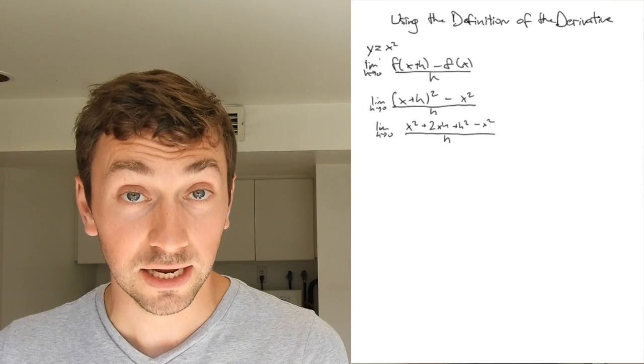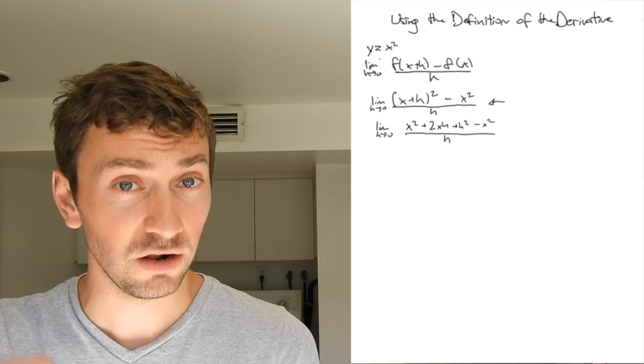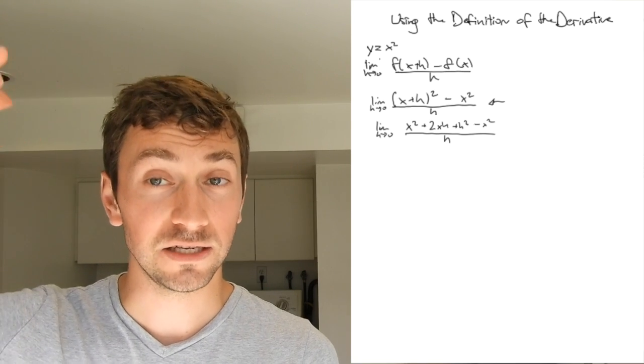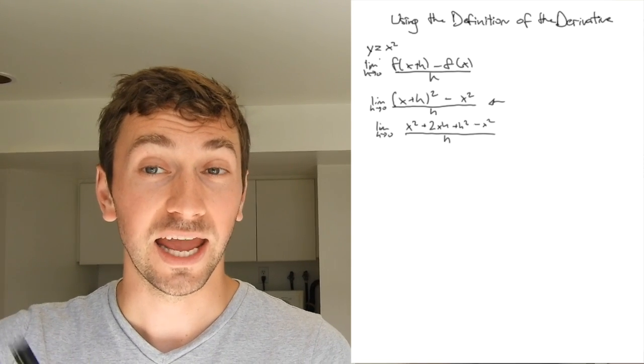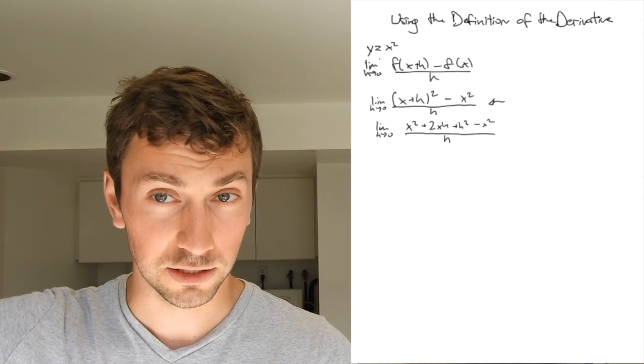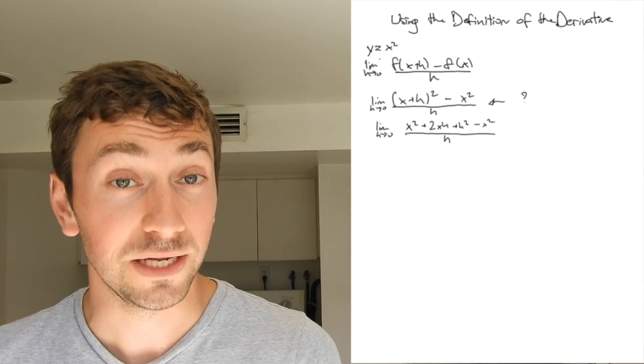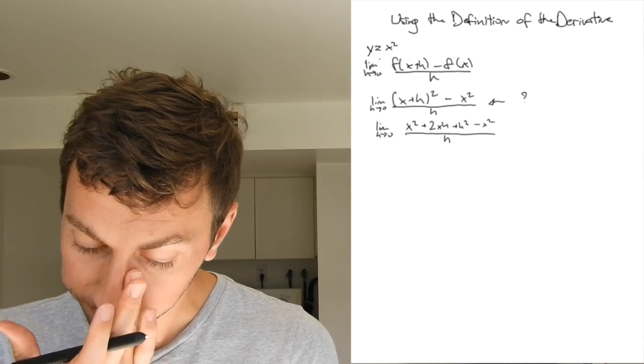I'll just say this comment. In this first step, we can't resolve the limit because we would get 0 over 0. If I plugged in h as 0, on the top x squared minus x squared is 0, divided by 0. So here the limit can't be resolved. So we need to do algebra, and that's what I'm doing.